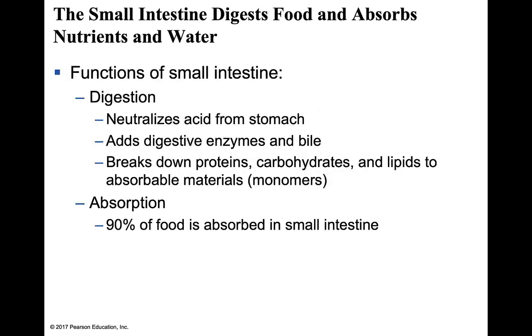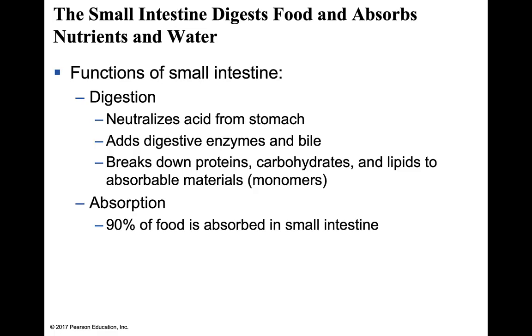Now, the small intestine, that is the primary organ of digestion and absorption. Keep in mind, the small intestine is actually right after the stomach, so it has to have the ability to neutralize the acidic contents of the stomach. So that's really important. One other thing that's going to happen within the small intestine, lots of different secretions are going to be produced and added to that watery mix.